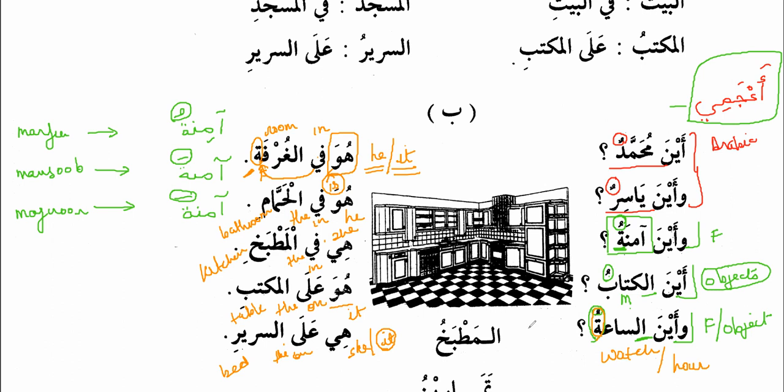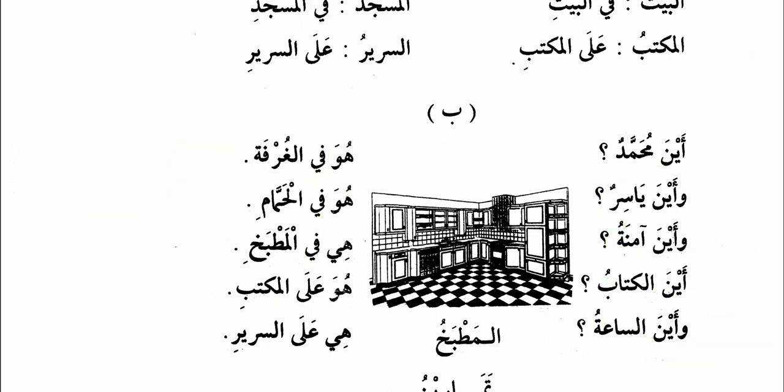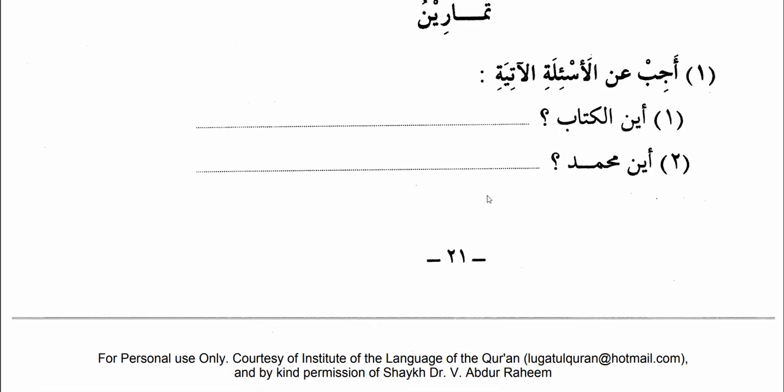to understand. Al-matbahu is the kitchen. So let's move on to the exercise. Now we have an exercise on this section. Let's see what it is.